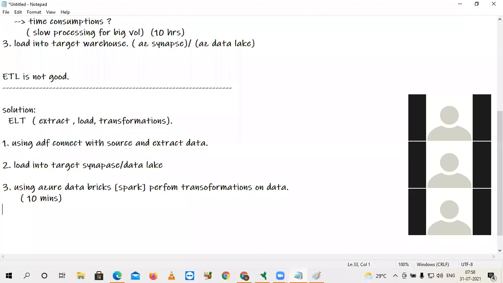What if, instead of using Databricks for transformation, we use Synapse Analytics? What would be the time? If it is Synapse, the execution style is a SQL kind of engine. It is not recommended for multi-terabytes of data.